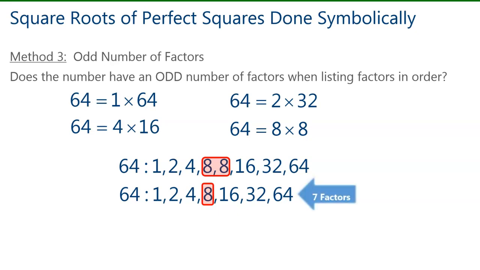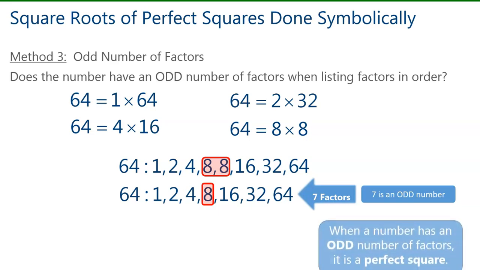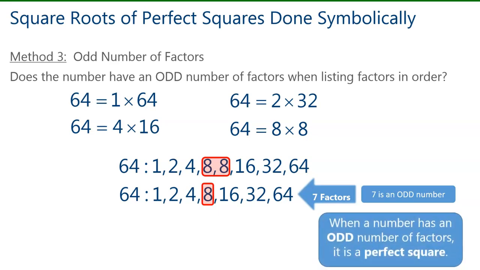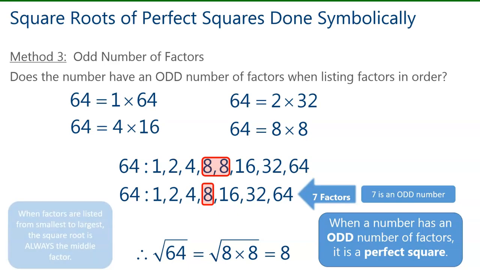That's 7 factors, and 7 is an odd number. When a number has an odd number of factors, it is a perfect square. So the square root of 64 is the square root of 8 times 8, which is 8. 8 happens to be that middle number. So when you have an odd number of factors, and the factors are listed from smallest to largest, the square root is always the middle factor.